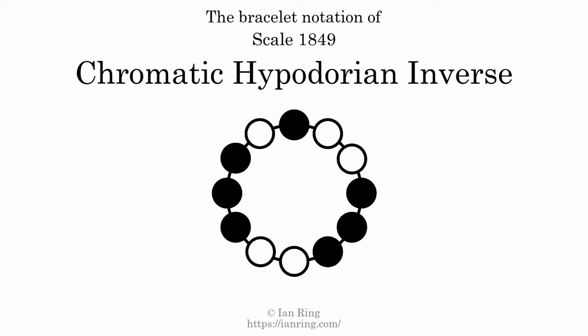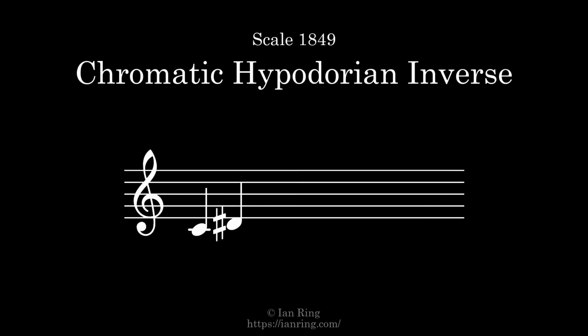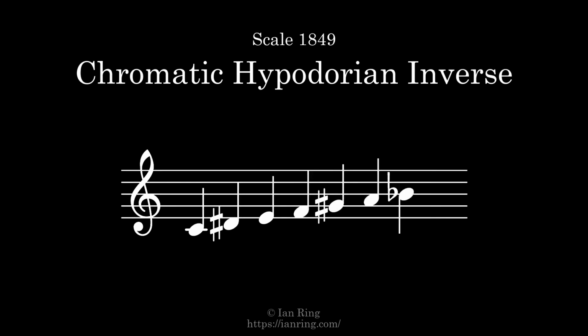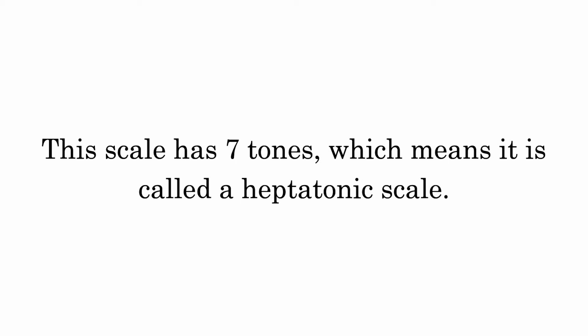1849, Chromatic Hypodorian Inverse, which sounds like this. This scale has 7 tones, which means it is called a heptatonic scale.